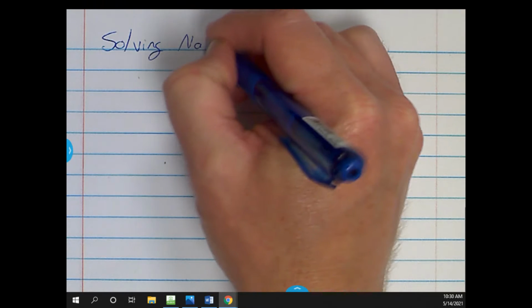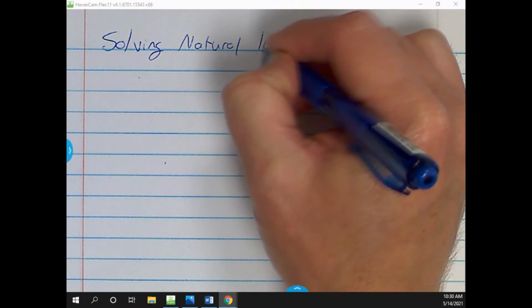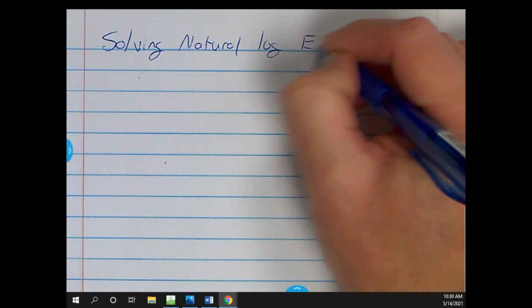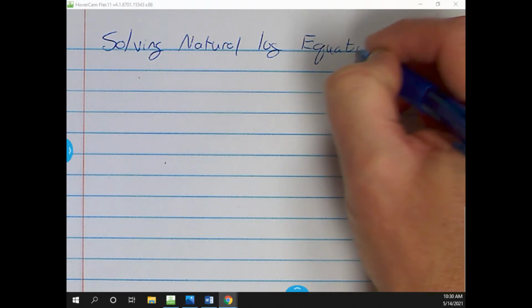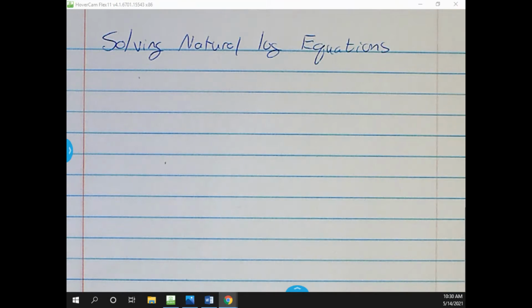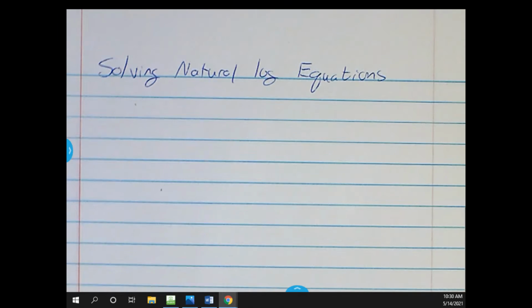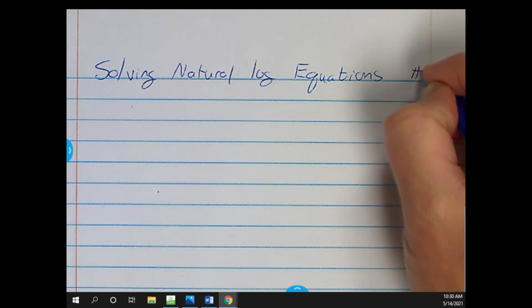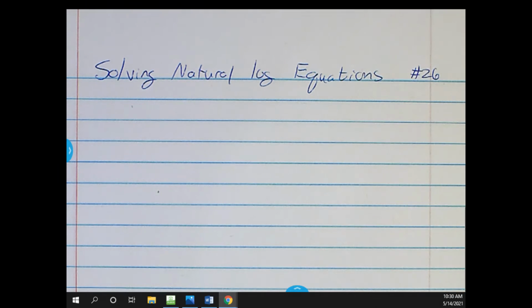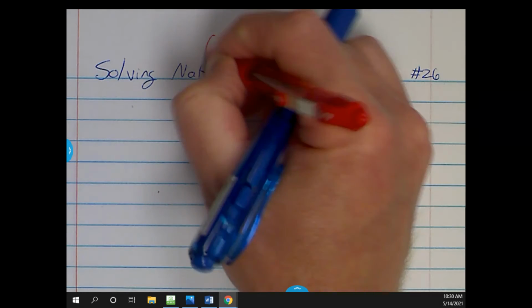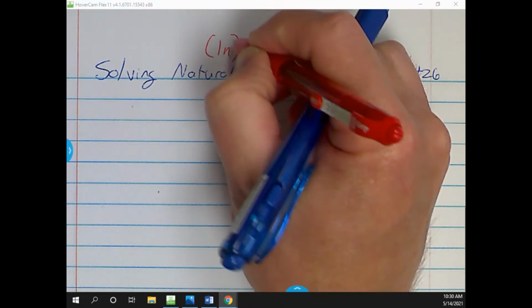All right, so last notes of the year. We're solving natural log equations. And when they talk about natural log, they'll actually do it backwards. When they talk about natural log on your calculator, that's going to be the LN button.